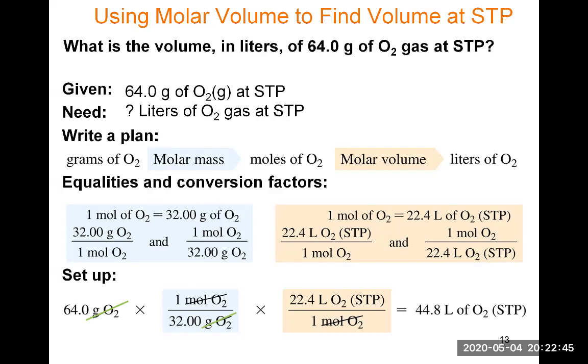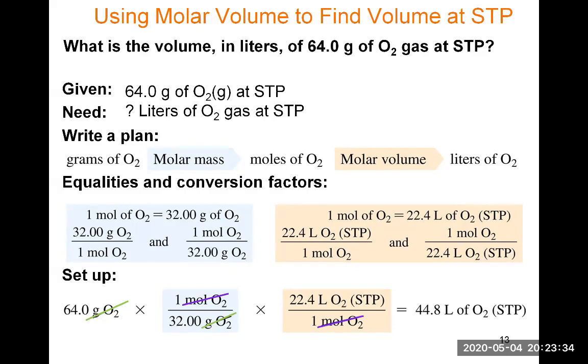Next, the second conversion factor needs to cancel the moles of oxygen from the previous conversion factor. So the molar volume will be used such that 1 mole of oxygen is in the denominator and 22.4 liters of oxygen is in the numerator. This way we can cancel moles of oxygen, and we are left with liters of oxygen, which is the desired unit. So in the calculator, you do 64.0 divided by 32.00 times 22.4. And the calculator answer is 44.8.